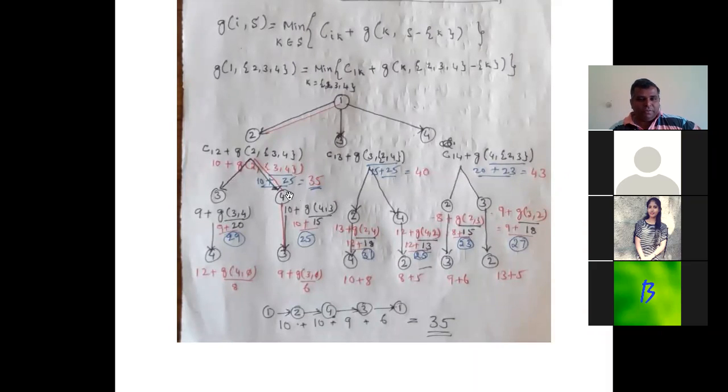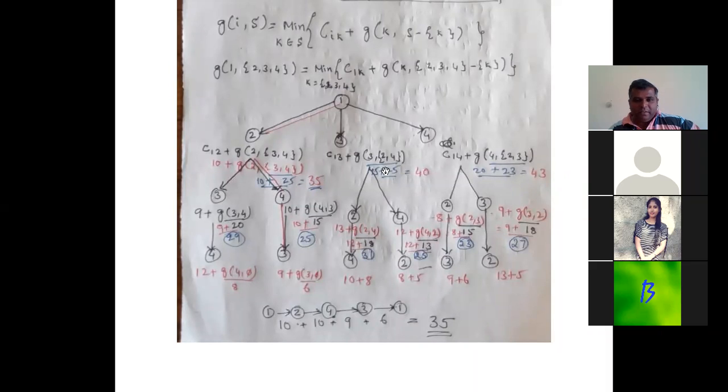So then G of 2, 3, 4. So for this node the value will be 10 plus 15, so 25 we will get. Minimum of these two we have to find out. Minimum of these two is 25. So we are taking 25 as the minimum here.